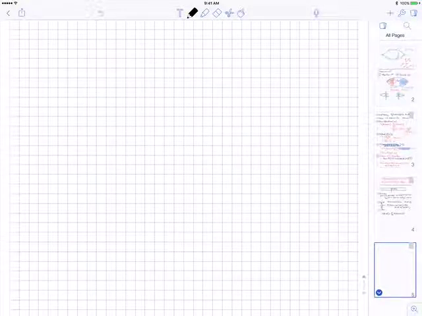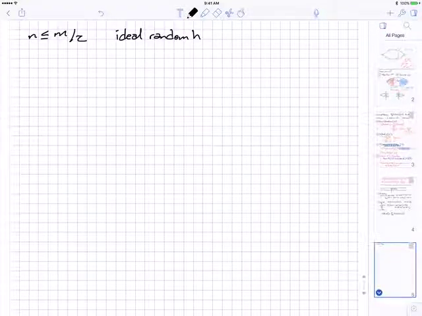The question is, suppose I have an open address hash table of size m. I'm using it to store n items, where n is at most m over 2. Assume I have an ideal random hash function.